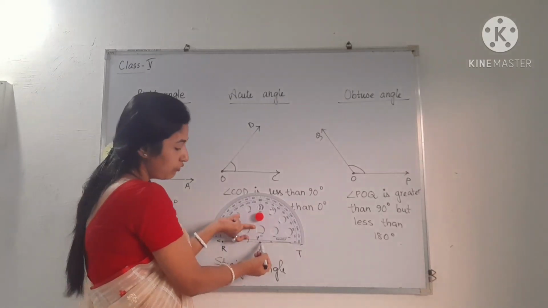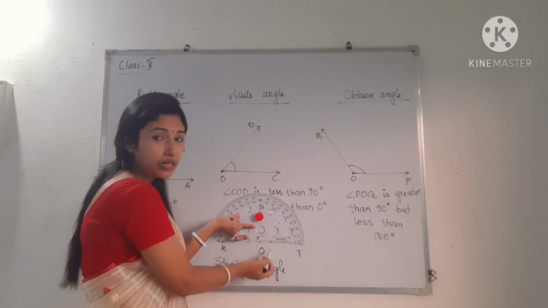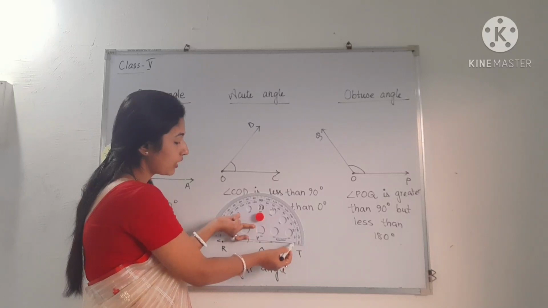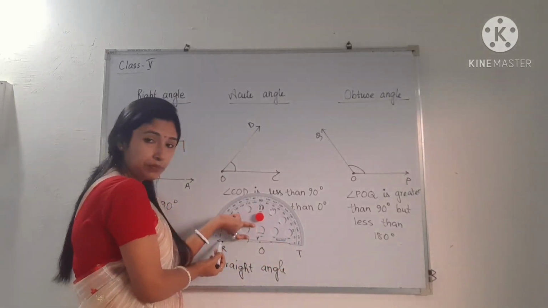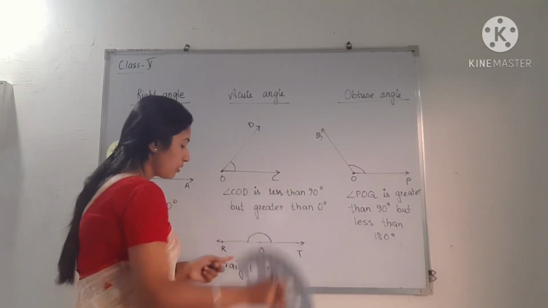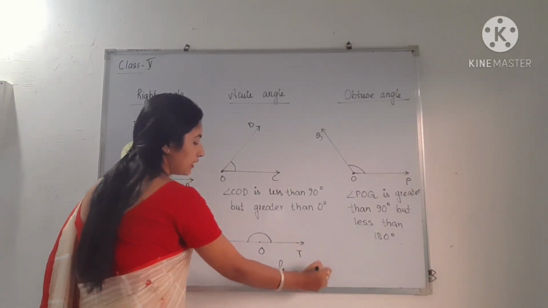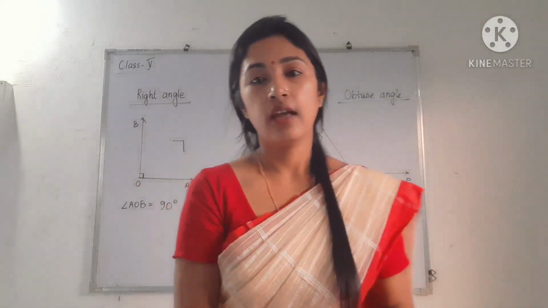Here is the first arm, the initial line, and here is our terminal line, or you can say the final arm. So you can see it starts from 0 and ends at 180 degrees. So the measure of a straight angle is what? A straight angle is equal to 180 degrees. So these are the measures of the different angles.